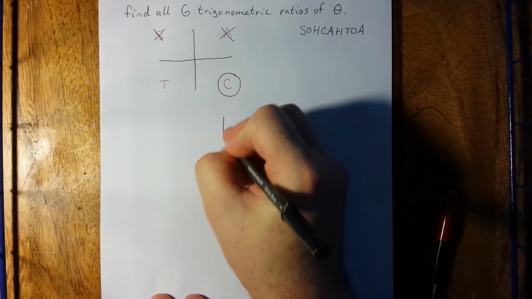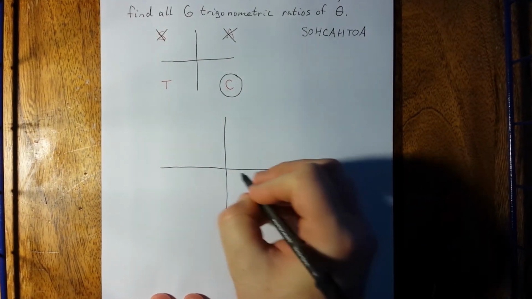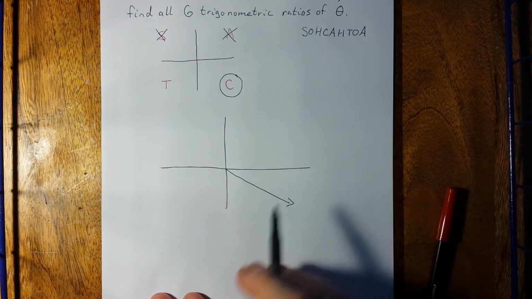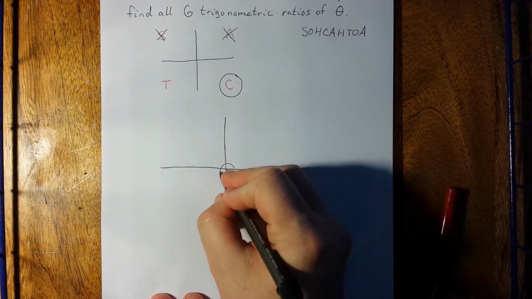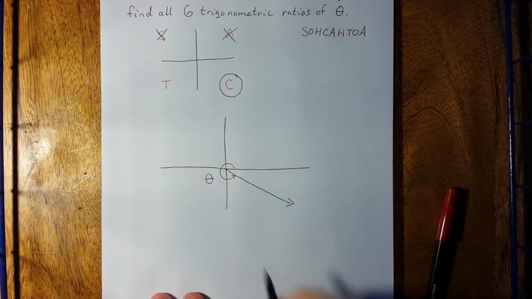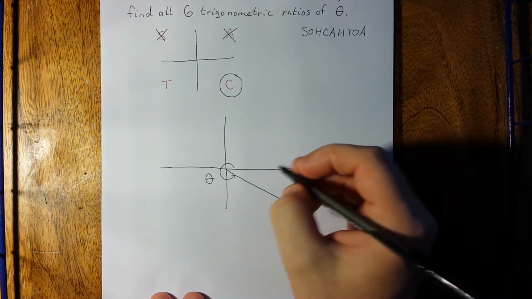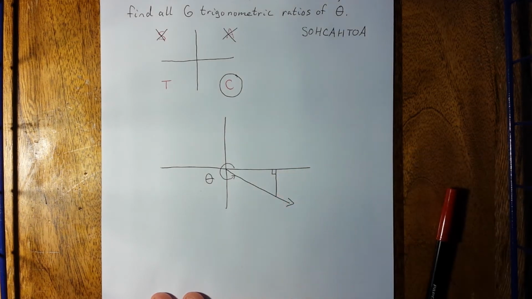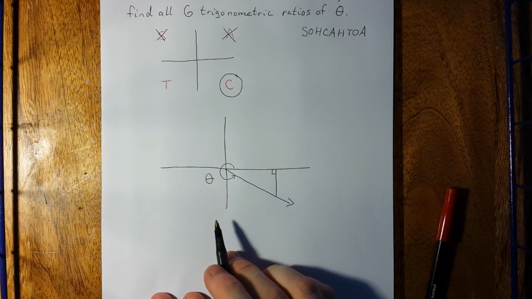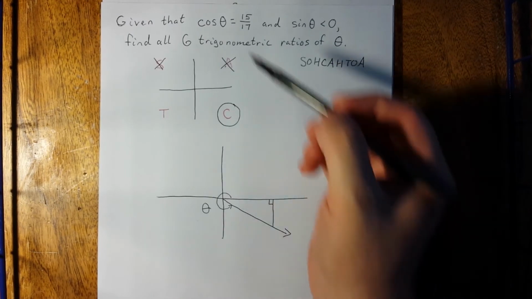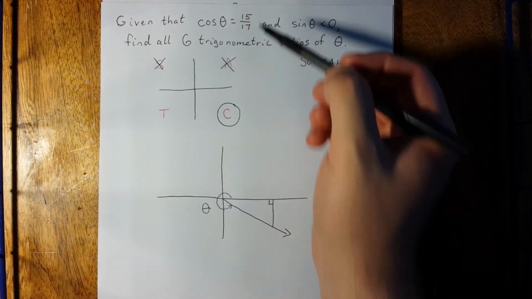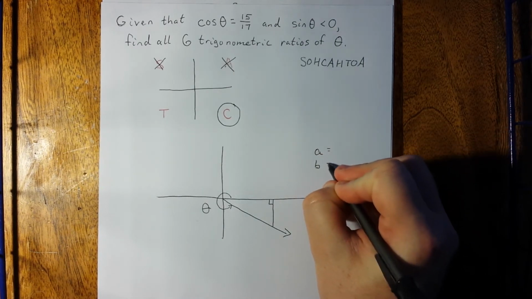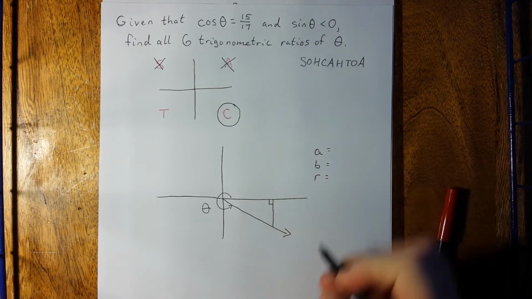So what I'm going to do is draw a generic quadrant 4 angle, like so. Doesn't really matter exactly how I draw it. Here's theta. In addition to drawing in theta, I'm also going to draw the associated reference triangle, like so. Now we've been told that the cosine of this angle is equal to, if we reference the top of the page, 15/17. What we're supposed to figure out is what is A and B and R for this angle.